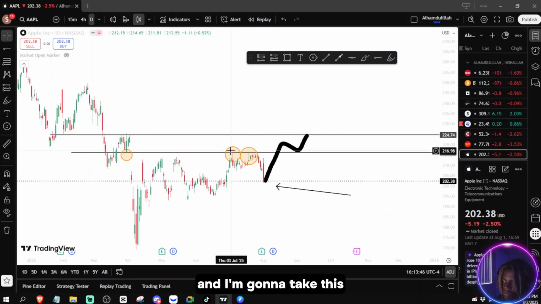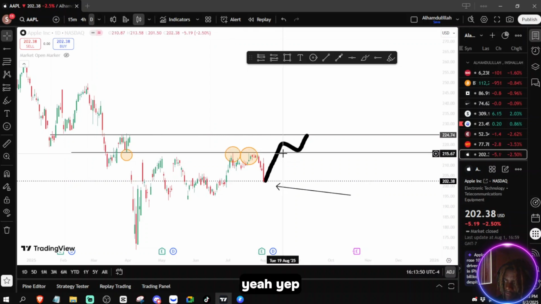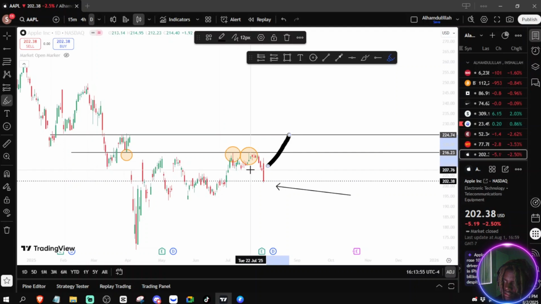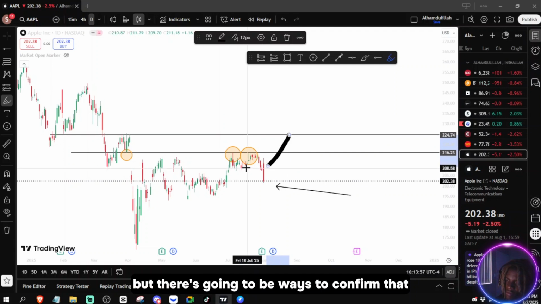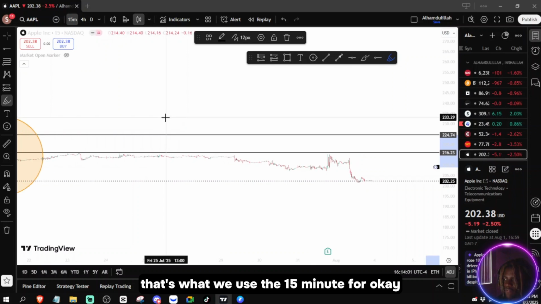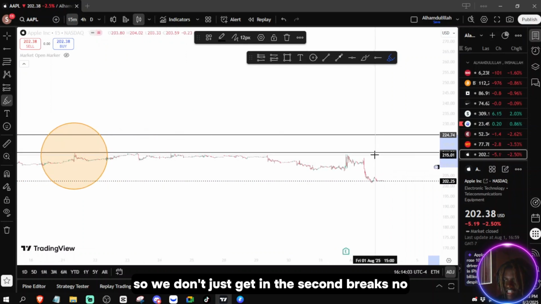And I'm going to take this. Yeah, yep, this is break and retest. Or sometimes I might just do this. Sometimes you won't get a retest, but there's going to be ways to confirm that. That's what we use the 15-minute for. Okay, so we don't just get in the second it breaks.